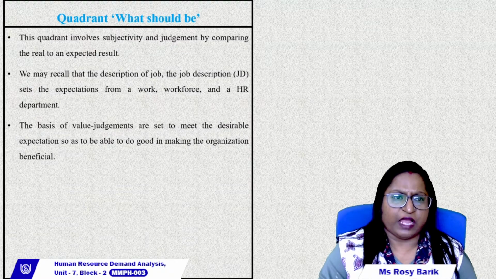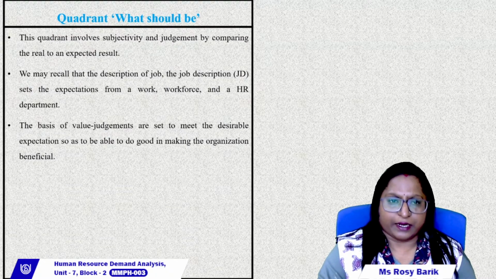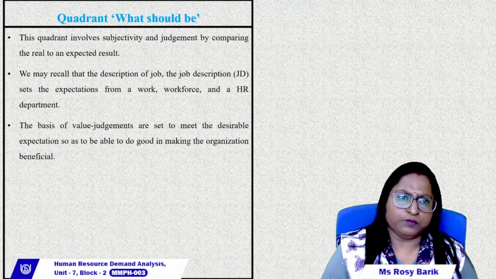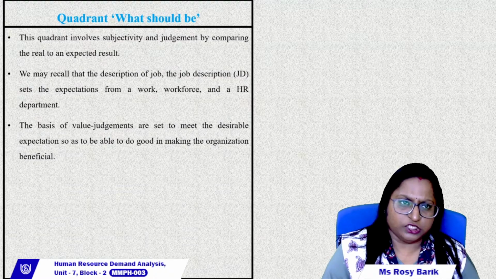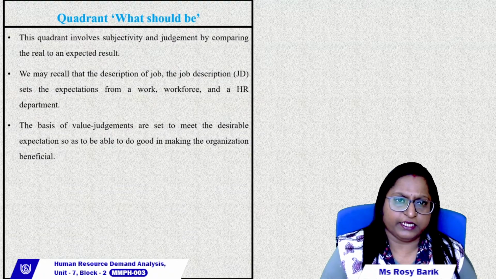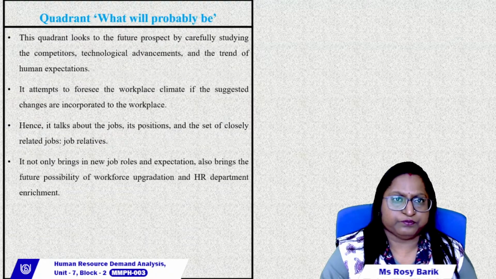The basis of value judgments are set to meet the desirable expectations so as to be able to do good in making the organization beneficial. Like we can identify what kind of jobs are to be done, the culture, the environment, what people are expecting from the organization, that here in cell B we can highlight.